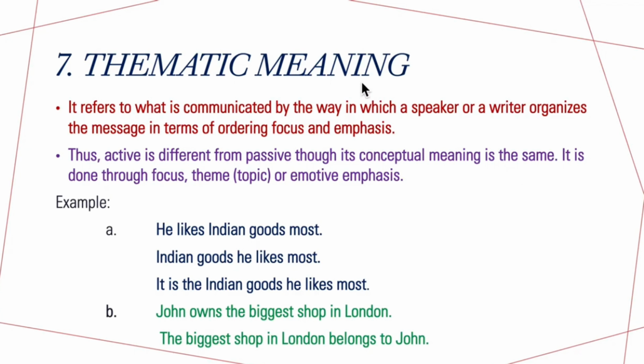Next, thematic meaning. It refers to what is communicated by the way in which a speaker or writer organizes the message in terms of ordering, focus, and emphasis. Thus, active is different from passive, though its conceptual meaning is the same. It is done through focus, theme, topic, or emotive emphasis. Example: he likes Indian goods most. Indian goods he likes most. It is the Indian goods he likes most.